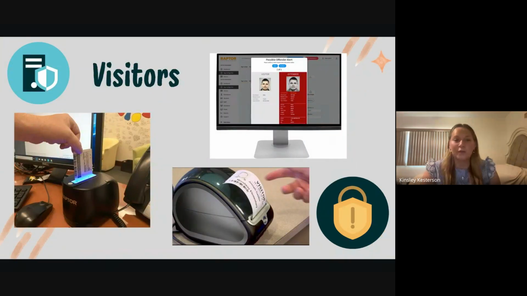Here is another visual of it: entering your ID, and then it will print a sticker. And then on the other side, it will alert if this person is not allowed to be on campus.